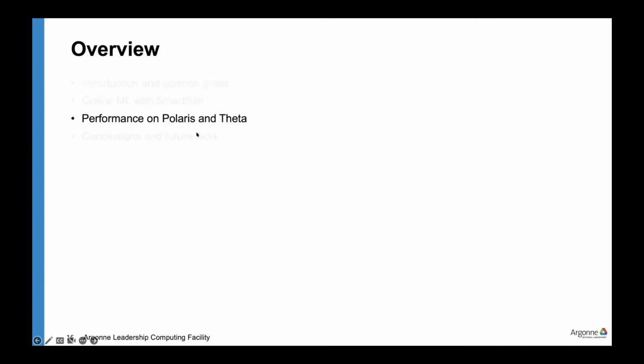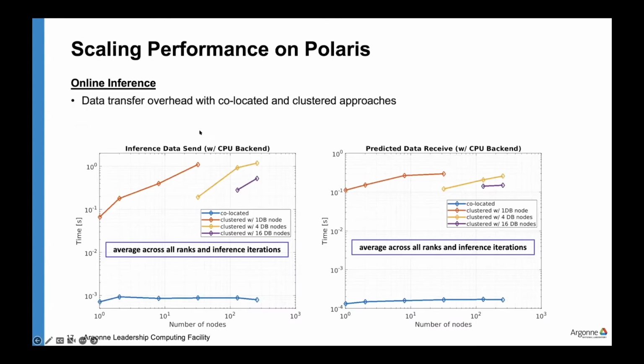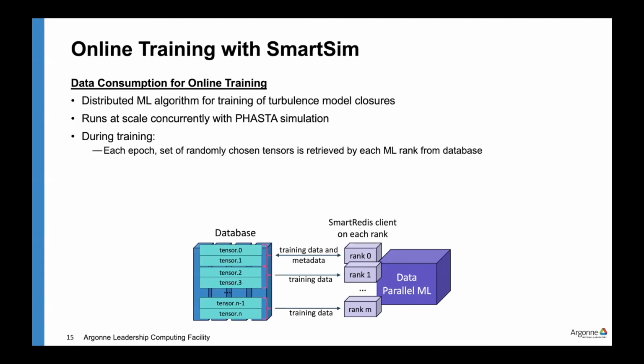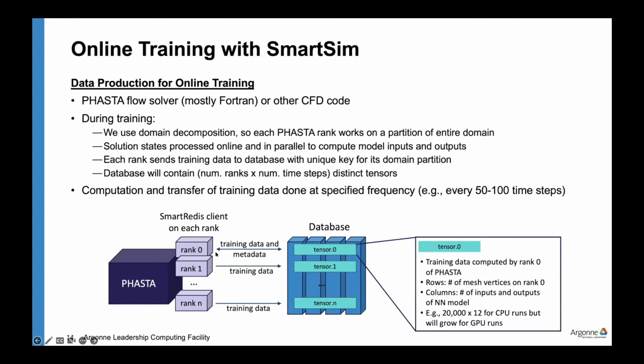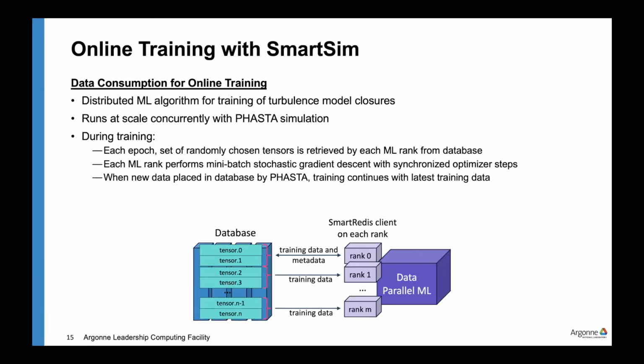So a little bit now about performance. How does this actually run on Polaris and Theta? What I wanted to start by showing is some of the overhead of transferring the training data in the case of online inference. I didn't describe exactly how we're doing online inference, but it's fairly similar to the training side. Effectively, we have PASTA and the database, but instead of sending training data, we're now sending inference data and retrieving it back from the database.